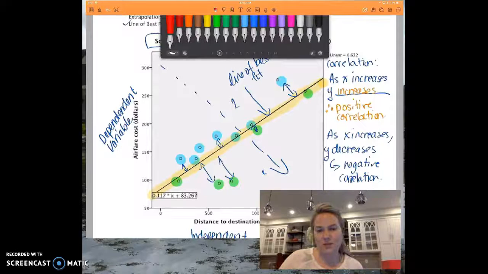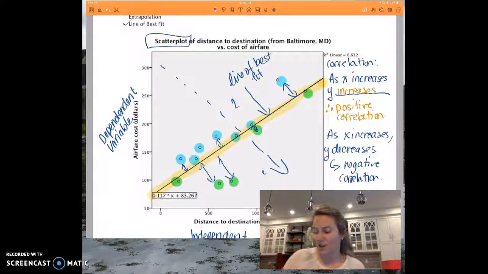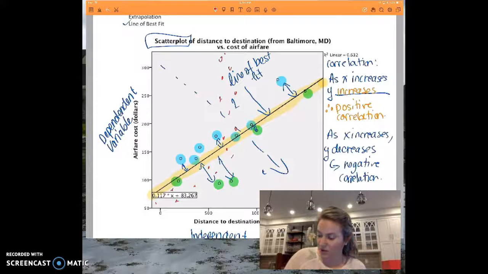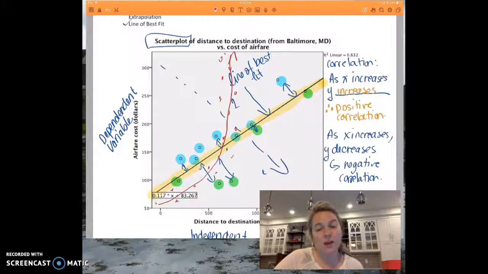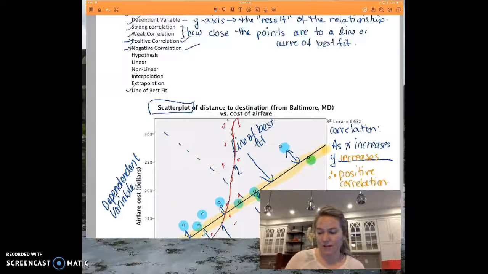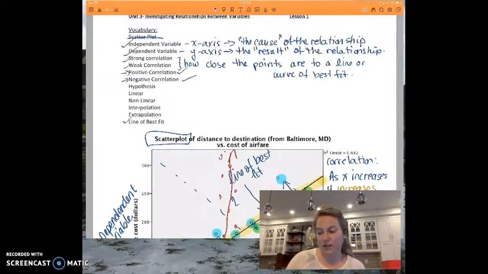We could also use a curve of best fit. So if we had data that was going, putting some extra data points on here, like that, we would use a curve of best fit to describe it. And we would say that the relationship is nonlinear. So in this case, what we have here is a positive, strong, linear relationship. Okay? A positive, strong, linear relationship.